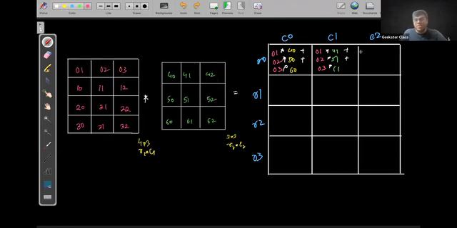Let me write all the terms: 0,1 into 4,2, 0,2 into 5,2, and 0,3 into 6,2. And in between all these terms, you have to add: 0,1 into 4,2 plus 0,2 into 5,2 plus 0,3 into 6,2. Is it clear?